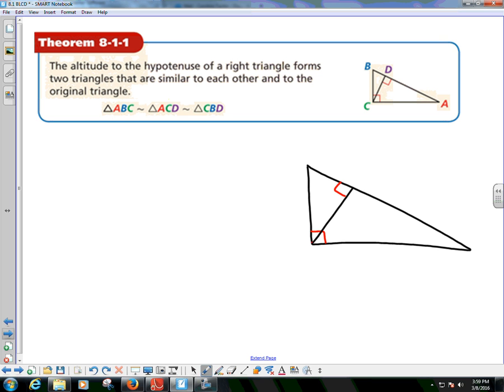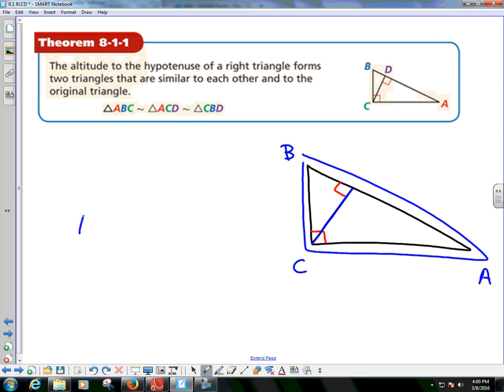So that's what the altitude is. So this right here, oh, I meant to do that in blue. Let's try it again. So this blue line right here, that's my altitude. And so now I have 3 similar triangles. I have my big triangle, which is triangle ABC. All right, I have that triangle.